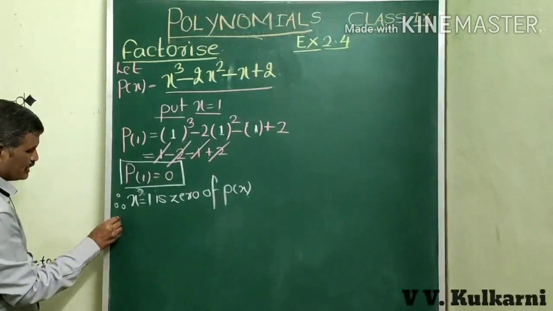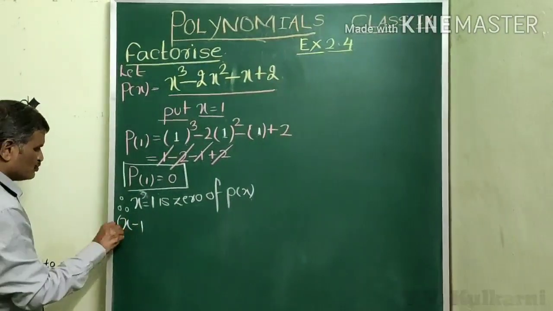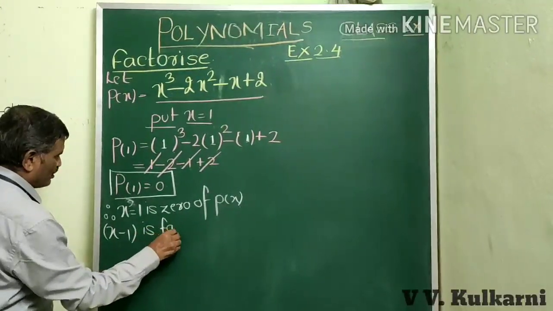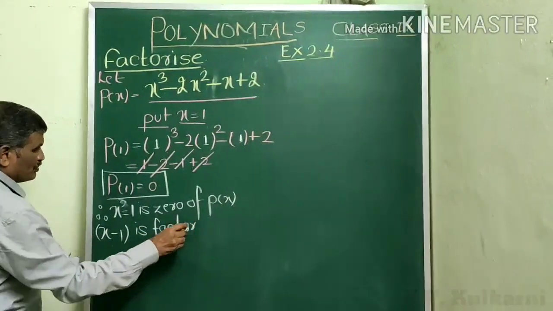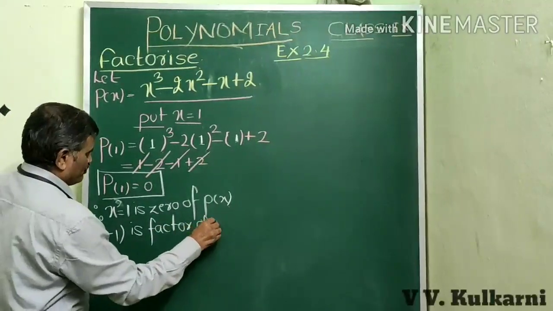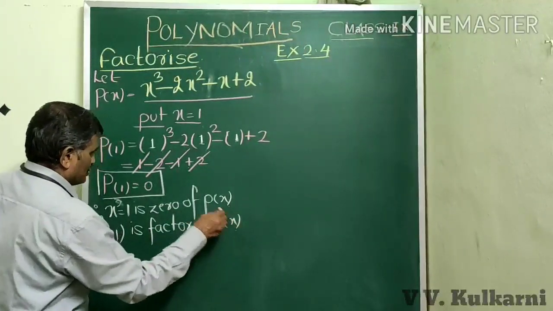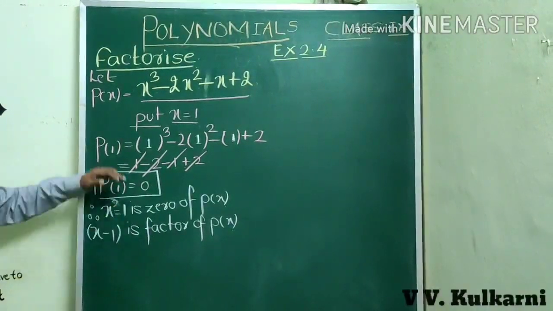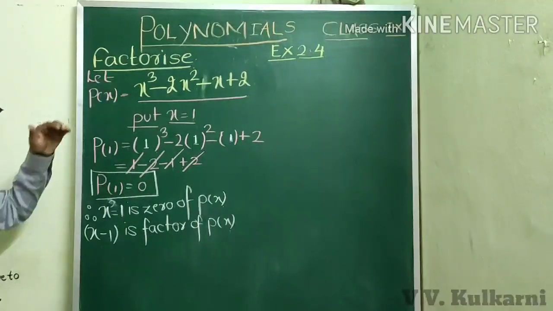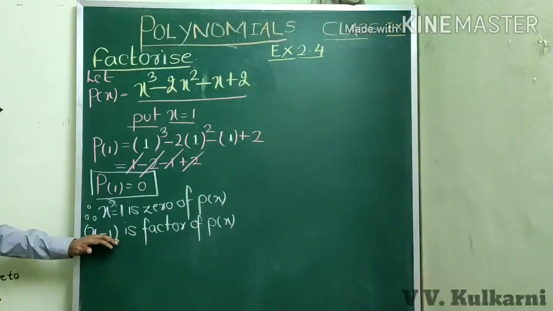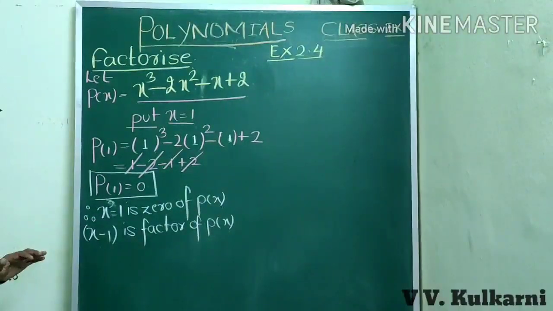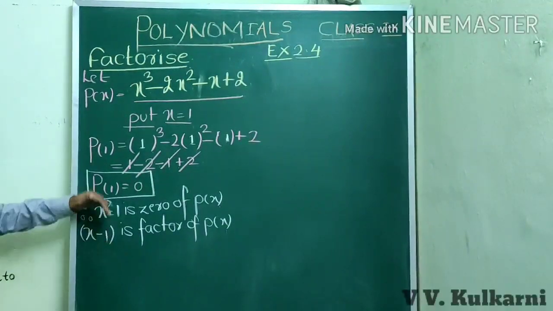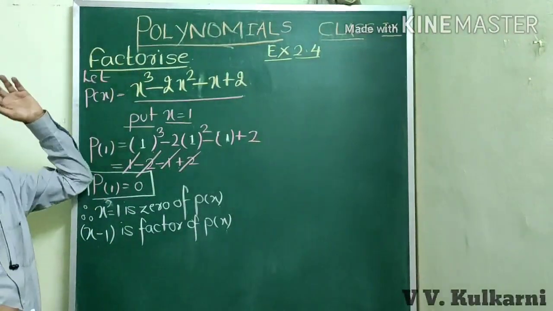Then in that case what I can say is x minus 1 is a factor of p at x. So that means if we divide this polynomial by x minus 1, I am going to get 0 as the remainder. So in that case what you should do is you divide this polynomial by x minus 1 and let us see what happens.